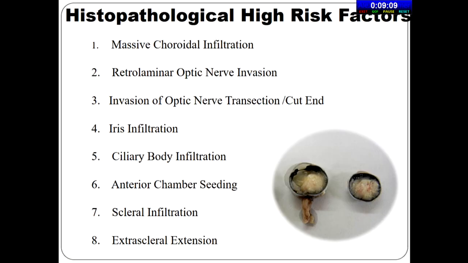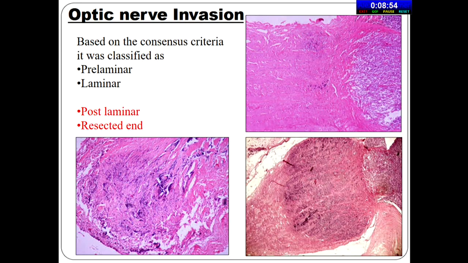Now, there are numerous histopath high-risk features which should be taken into account for further management of the patient, like massive choroidal infiltration, retrolaminar and optic nerve cut end invasion. Now these are the pictures of retrolaminar invasion. As you can see, this is the prelaminar area, and once the tumor grows in the retrolaminar region, this is a histopath high-risk feature. And this is the cut end of the optic nerve, which is involved by tumor. So this is a histopath high-risk feature which should be taken into account.